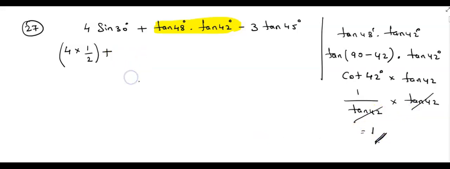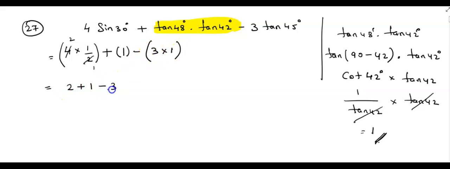So here the value of tan 48 into tan 42 is 1, plus... not plus, sorry, it is minus, let me maintain the bracket, 3 into tan 45, which is 1. That is equal to 2 ones are 2, 2 into 1 is 2, plus 1, minus 3 ones are 3. 2 plus 1 is 3, minus 3. 3 minus 3 is 0. So here the final answer is 0. I hope you have understood this problem.